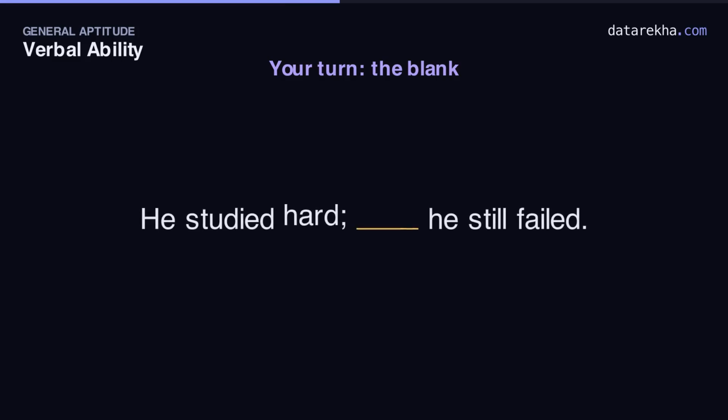Your turn on the blank. He studied hard. Blank, he still failed. 4 choices: so, yet, because, and. Pause. Read the logic and pick the one word that fits. Studied hard and yet failed. Those clash, so we need a contrast word. So and because both point the wrong way toward cause, and only adds, so the answer is yet. He studied hard, yet he still failed. The word still was your clue.